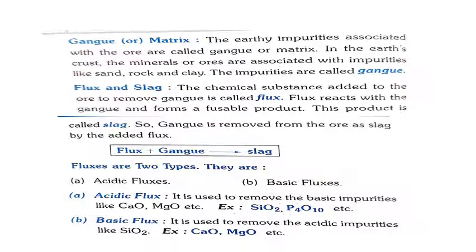Okay, next we discuss gangue or matrix. The earthy impurities associated with ore are called gangue or matrix. In the earth's crust, the minerals or ores are associated with impurities like sand, rock and clay. These impurities are called gangue or matrix. Generally, when metals present in the earth's crust are extracted, those metals combine with impurities like sand, rock, clay. These impurities are called gangue or matrix. Okay, this is about gangue or matrix.